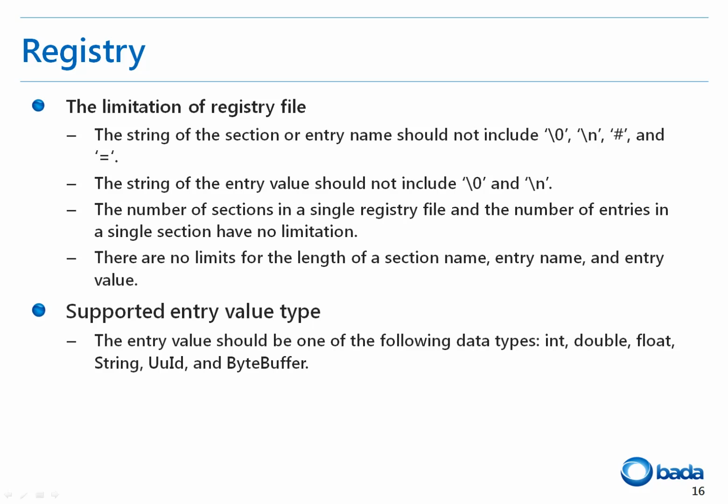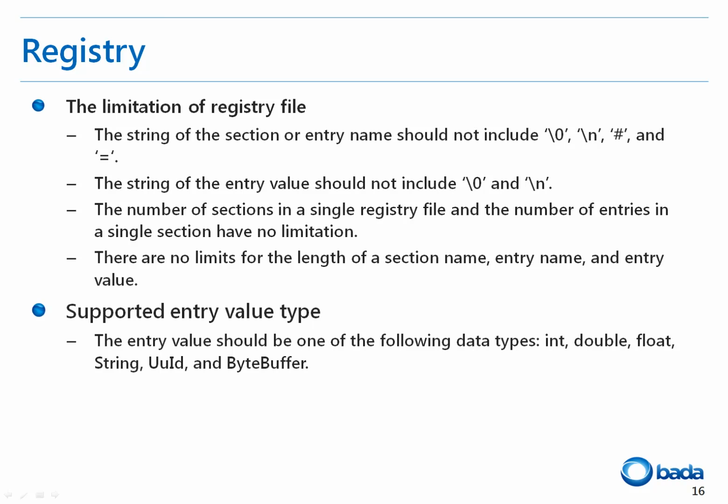There are certain limitations, restrictions imposed on registry operations. A section or entry name should not include the characters \r, \n, pound, and equals, and the entry value should not include \r and \n. There's no limitation to the number of sections and entries, so there can be many sections and entries inside a registry. Again, there is no limit to the length of a section name, entry name, and entry value.